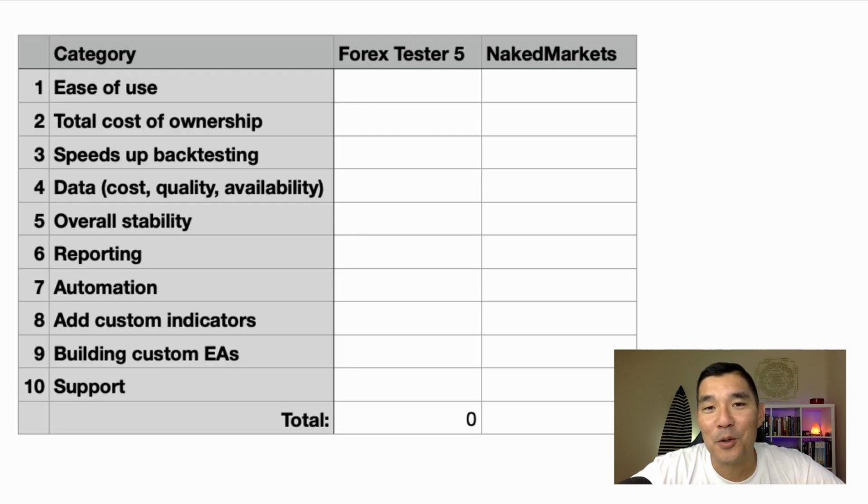Here are the 10 categories that I'm going to judge each of the software on. In each category, I'm going to give the software a rating between 1 and 5, with 5 being the highest or the best. Now, the first category is ease of use. How easy is the software to use overall? How well is it laid out? How intuitive is it? Stuff like that. So let's take a look at that.